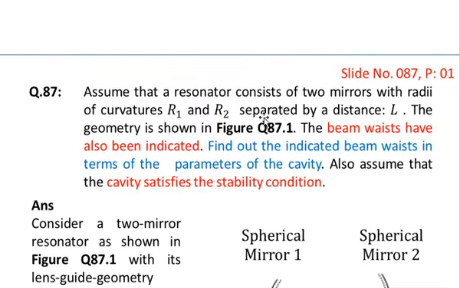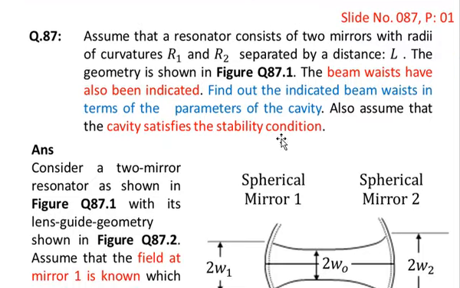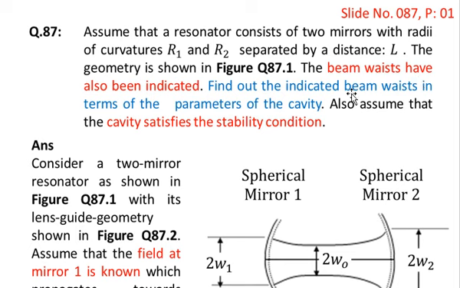Question is, assume that a resonator consists of two mirrors with radii of curvature R1 and R2 separated by a distance capital L. The geometry is shown in figure 87.1. The beam waists have been indicated. Find out the indicated beam waists in terms of the parameters of the cavity. Also assume that the cavity satisfies the stability condition.